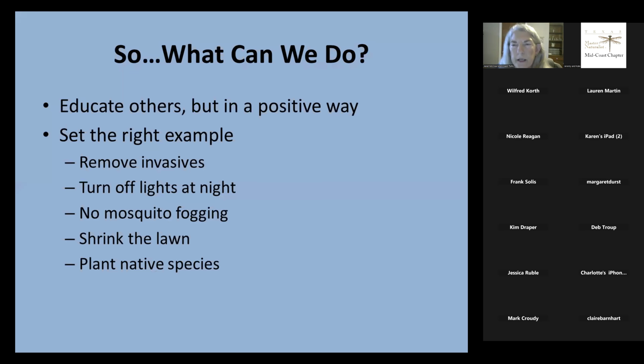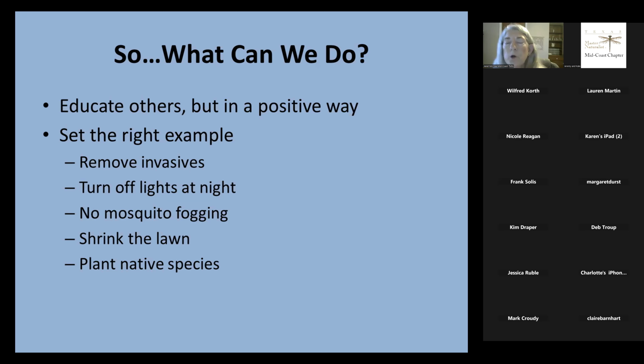Well, educating others. That's what I'm trying to do, is educating others, but we need to do it in a positive way, setting the right example ourselves so people can look and see what we're doing and then hopefully follow that. So remove invasives from your yard, or help master naturalists remove invasives in different places. Turn off our lights at night. They don't really provide that much safety, which is the main reason people put them on at night.